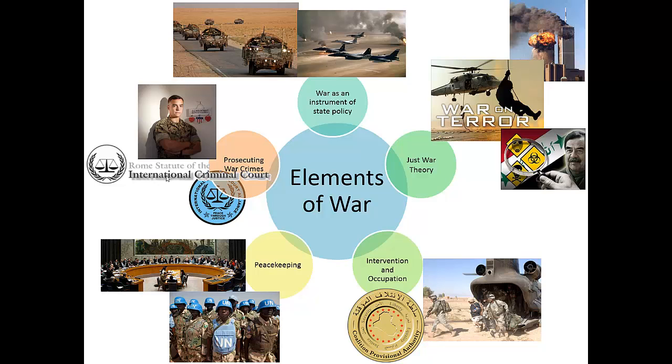So whilst we have institutions that attempt to prosecute war crimes, we have to accept that these institutions are flawed or limited in their effectiveness because of the nature of the global political system. So each of these five war elements help us understand war, and we can use a conflict like the Iraq War to talk about what each of these war elements look like in an actual conflict.